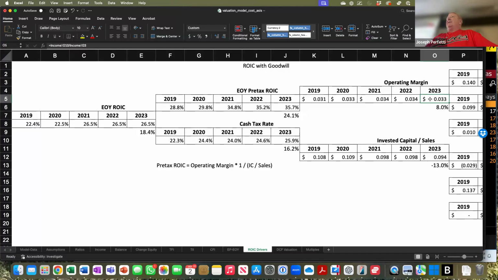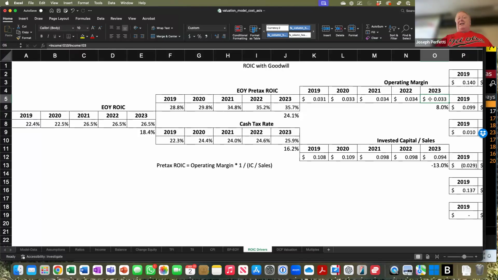Driver number 3, productivity. To sell a dollar of sales in 2019, Costco invested 10.8 cents. So they had 10.8 cents of invested capital to drive a dollar of sales. To sell the same dollar in 2023, they spent 9.4 cents. Is that more favorable or less favorable to ROIC? If you spend 1 penny less to sell the same amount of product, does that help or hurt your ROIC? That helps. So productivity favorable, going from 10.8 to 9.4, they saved a penny there.